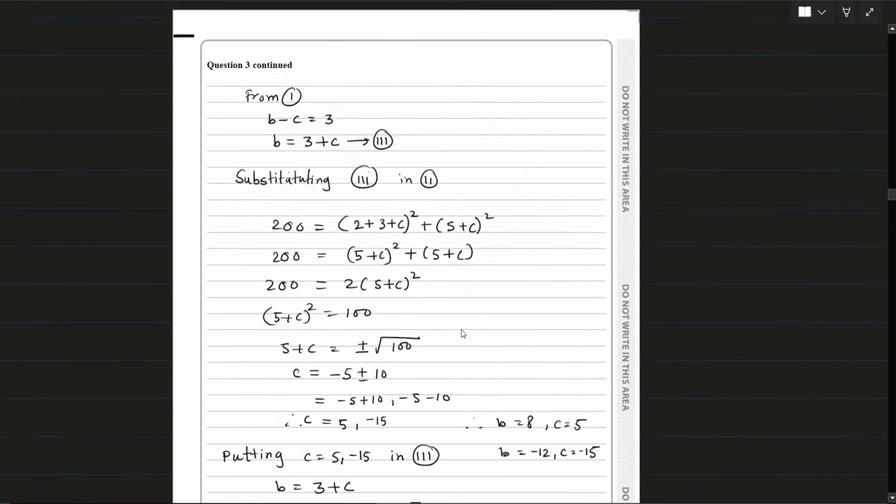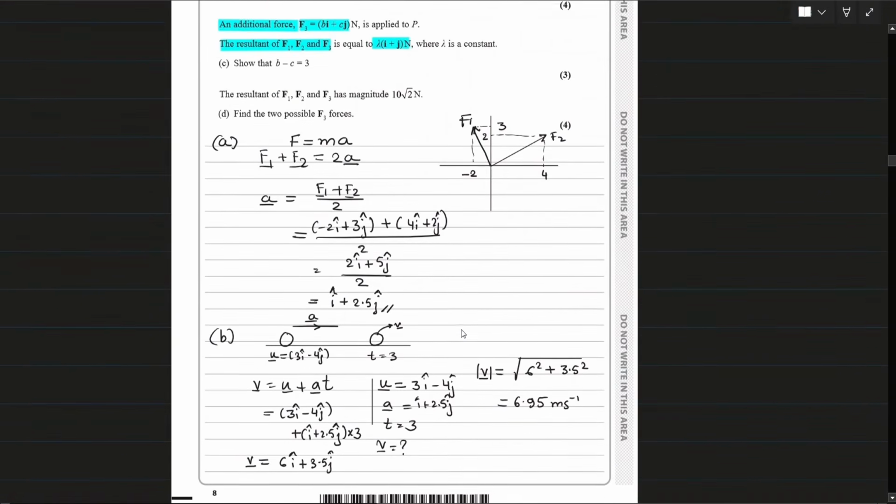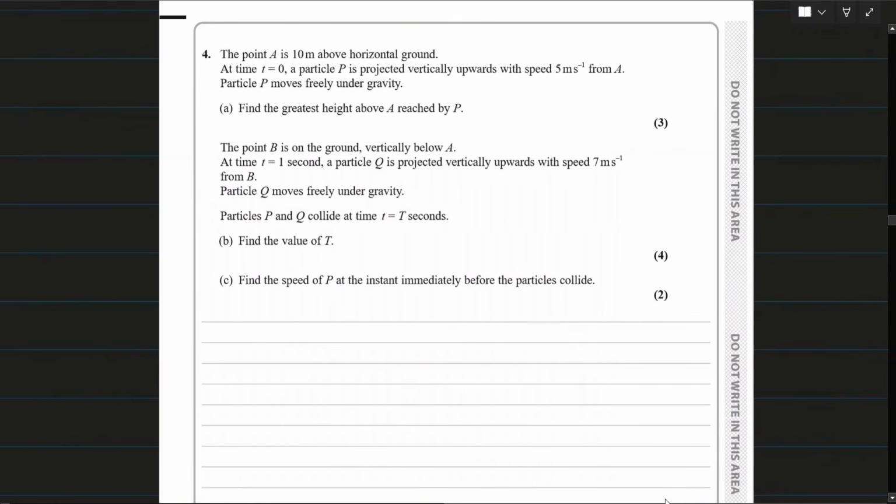So this was our question number 3. We can now move to our question number 4. In this question, we see that we have a particle P that is projected vertically upwards with a speed of 5 meters per second. The particle is projected from point A, and point A is vertically 10 meters above the horizontal ground. We also see that P moves freely under gravity. Now, for part A, we have to find the greatest height above A reached by our particle P.